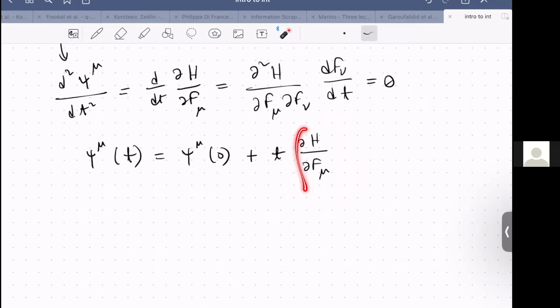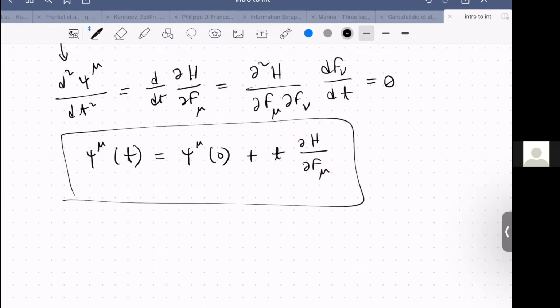And also, it doesn't depend on coordinates. So it really is just a constant. So this is the solution to your equation of motion. Completely simple, right? And in principle, we have solved the original system.